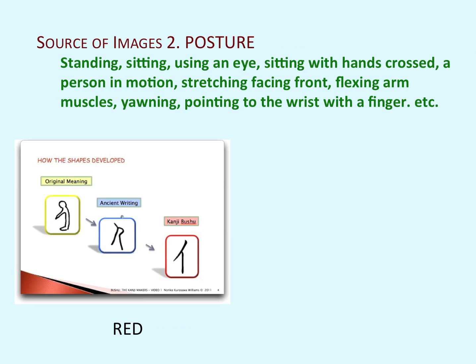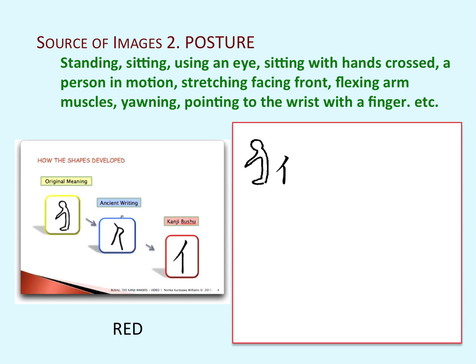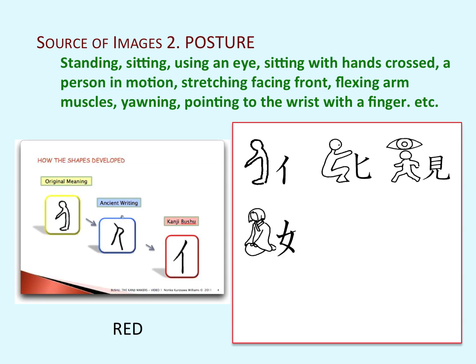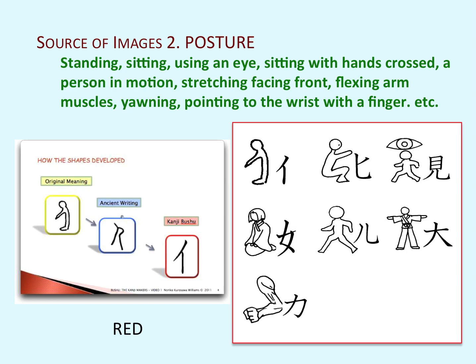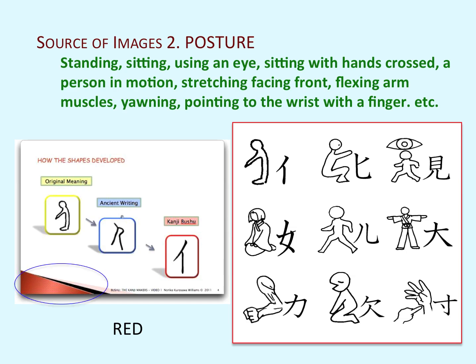Various postures were also the source of images. This second group includes someone standing viewed from the side, someone sitting viewed from the side, someone using an eye, someone sitting with hands crossed in a graceful posture, meaning a woman, someone using their legs, which means a person in motion, someone stretching hands with their feet apart facing forward, someone flexing their arm muscles showing strength, someone yawning or gasping for air, and someone pointing to the wrist with the finger, which means a little. They are shown in the slides with the red triangle in the corner.